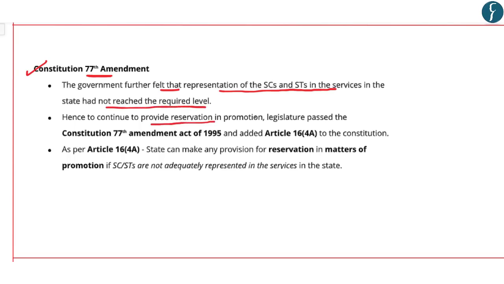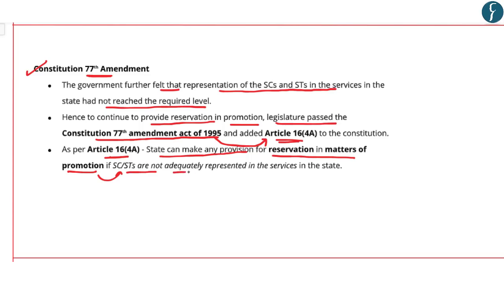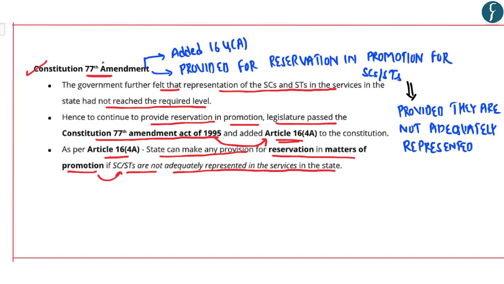So in order to provide reservation in promotion, the legislature passed the Constitution 77th Amendment Act of 1995, which added Article 16 Clause 4A to the Indian Constitution. Now this particular article provided that the state can make provision for reservation in matters of promotion if the state is of the opinion that the scheduled castes and scheduled tribes are not adequately represented in the services of the state. Thus, as discussed, the Constitution 77th Amendment Act added Article 16 Clause 4A, wherein it provided for reservation in promotion for the scheduled castes and scheduled tribes, provided they are not adequately represented in the state services.